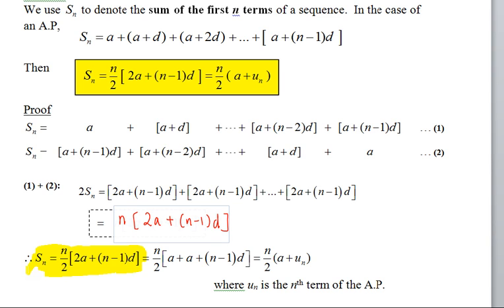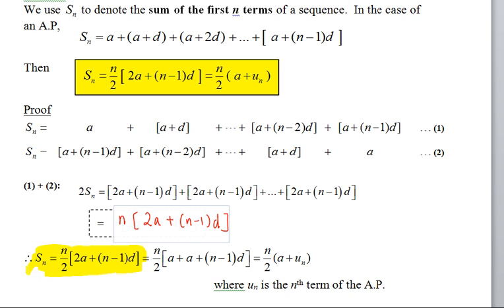Look. You can actually split the a up. 2a is a plus a. Split the a, you get this. This is a plus (n minus 1)d, this one is the nth term. Correct? So there's another form of the AP sum formula: n over 2, (a plus Un), which is the last term. Sometimes we write a plus l, where l is the last term. Which is what we use here.